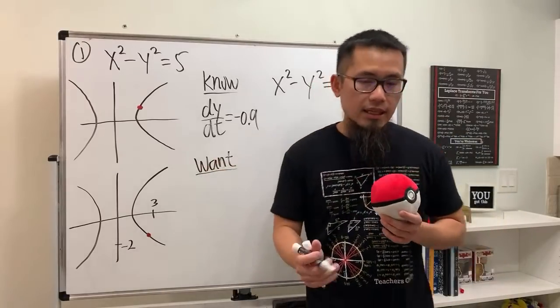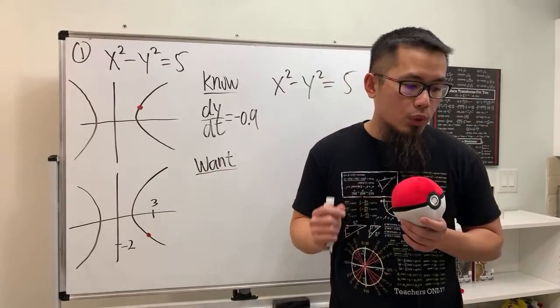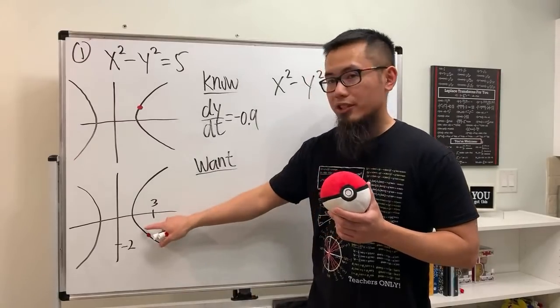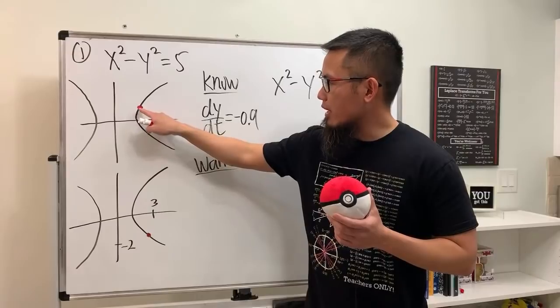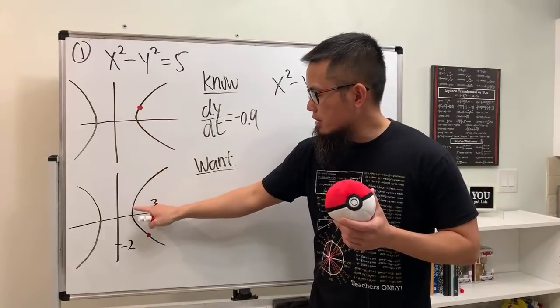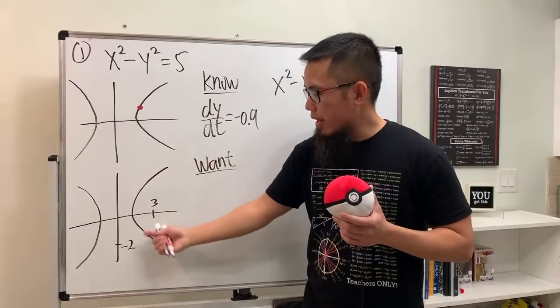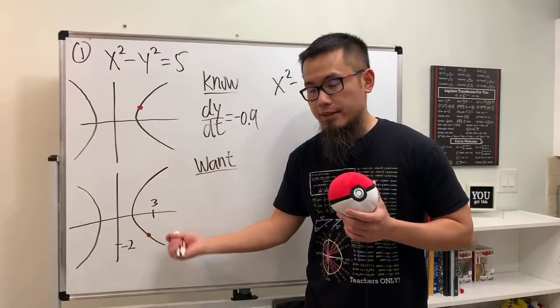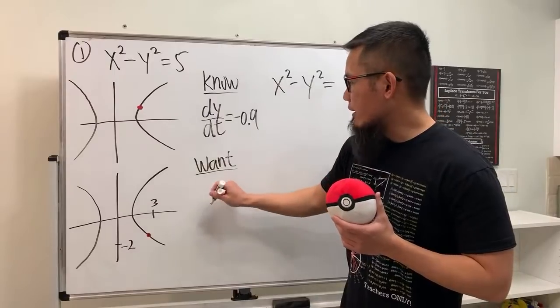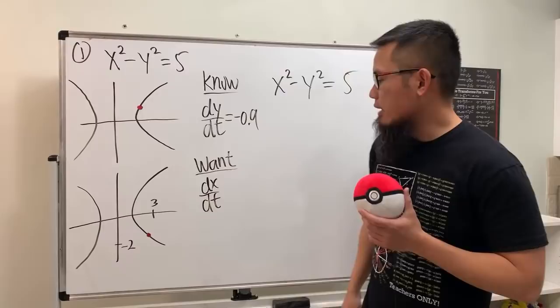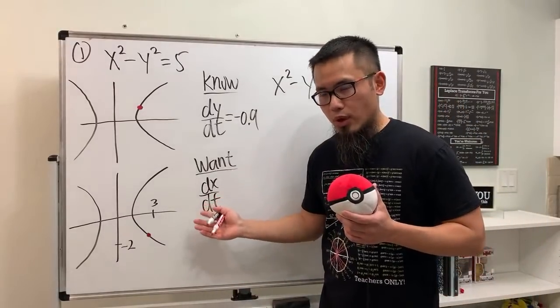It says, and this is the second word, we would like to know how fast the x-coordinate is changing. So you see, let me just do it again, like this. You can see that the point is going down, right? Going downward, and it's actually moving to the right. Because we want to find out how fast the x-coordinate is changing, that's what we want to know.